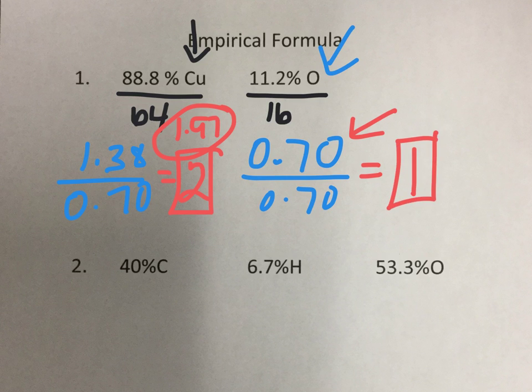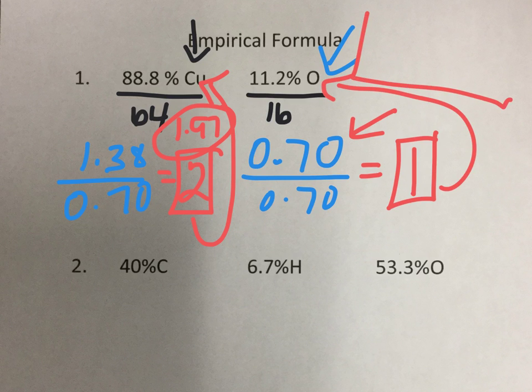What these mean is this is going to give you your empirical formula. This means you have 2 coppers and you have 1 oxygen. So your empirical formula is Cu2O. And that is how you do an empirical formula.